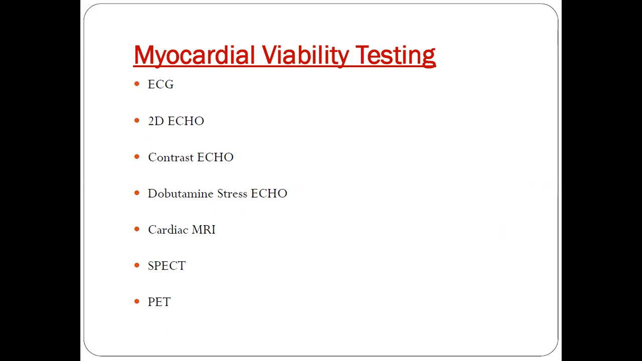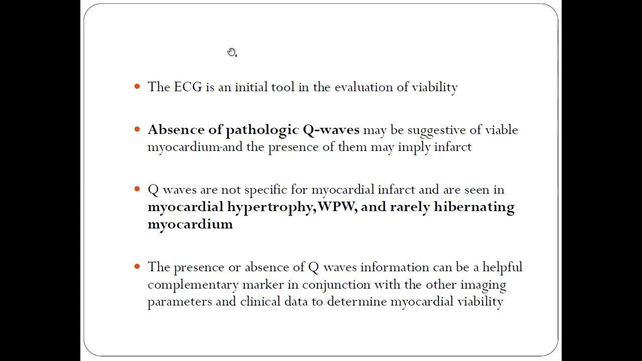Myocardial viability testing. There are 7 modalities in it. You can do it by ECG, 2D echo, contrast echo, dobutamine stress echo, cardiac MRI, SPECT, and PET. We'll go through it one by one. Coming to ECG, how can you say from ECG whether myocardial viability is maintained or not? ECG is an initial tool in evaluation of viability.